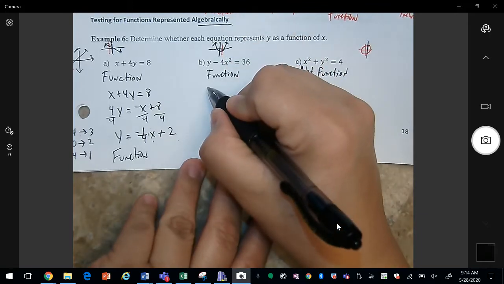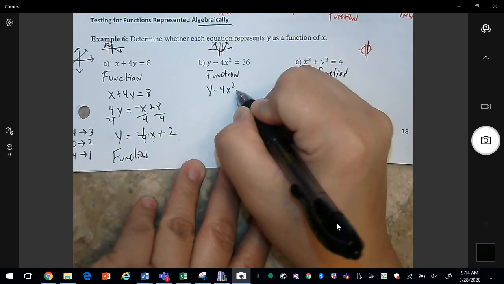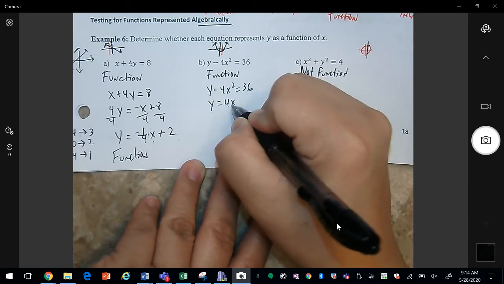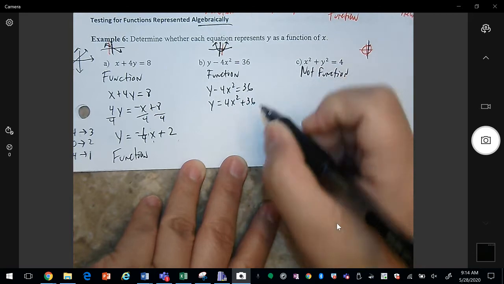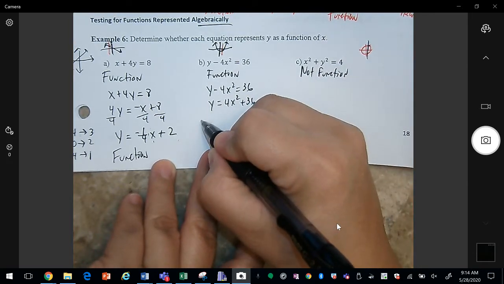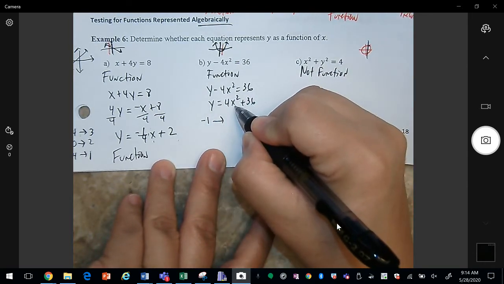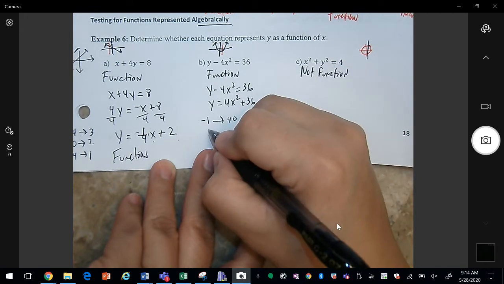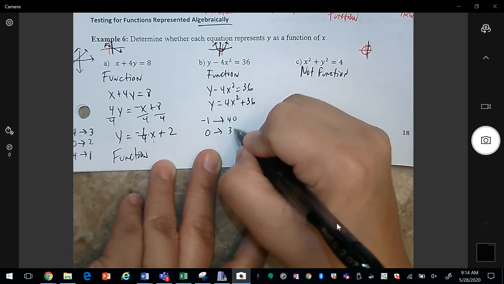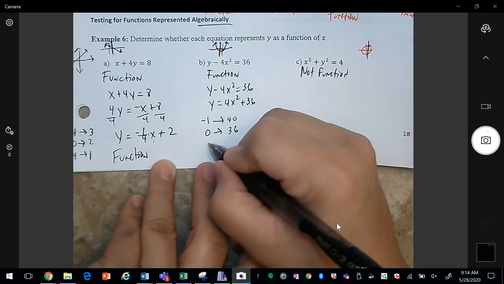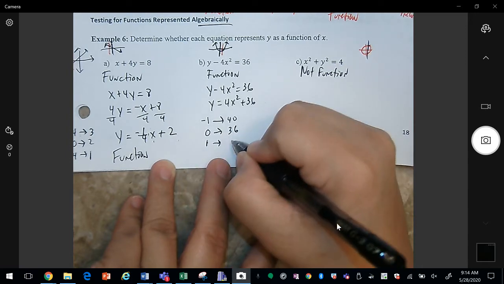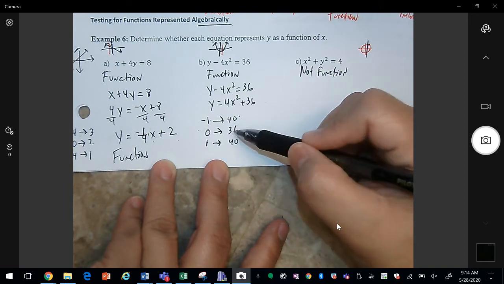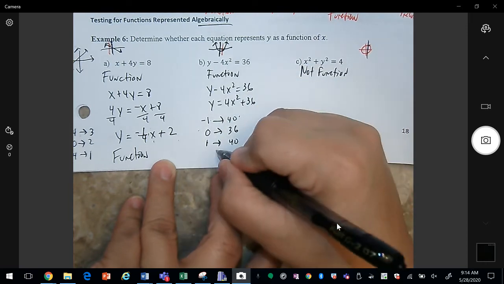Same with letter B. What you want to do is solve for y. So I'm going to add 4x on both sides. And again, if you enter, let's say, a negative 1, negative 1 is going to be a positive 1, plus 4, plus 36 would be 40. If I enter 0, then I get 36. If I enter 1, then I get 40 again. So notice negative 1 goes to just one thing, 0 goes to one thing, 1 goes to one thing. So this is going to be a function.